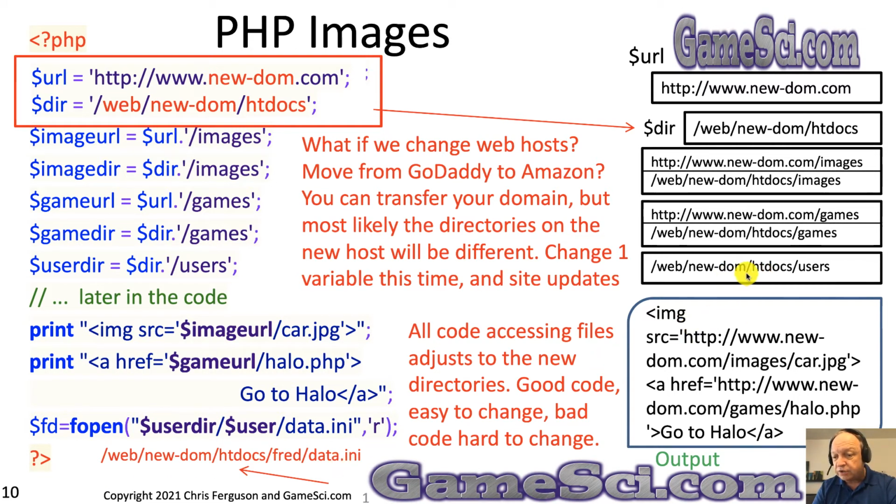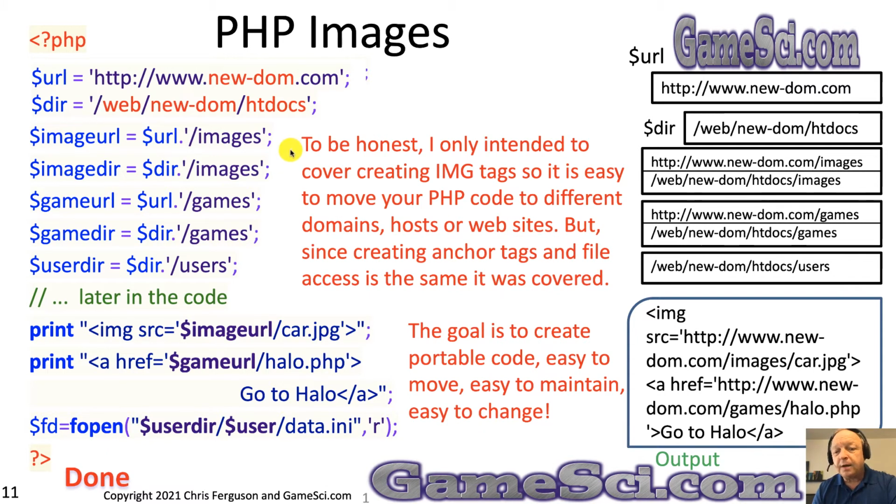Here's a change over here. Here's a change over here. If there's 100 different places where I open and read files on my website, all 100 places would update with that one little change to $dir. To be honest, I only intended to cover creating image tags, so it's easy to move your PHP code to different domains, hosts, or website. But since creating anchor tags and file access is the same as image tags, it was covered also.